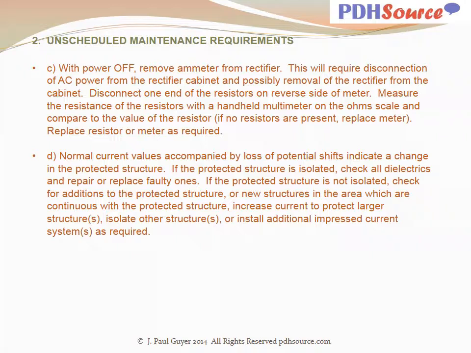Normal current values accompanied by loss of potential shifts indicate a change in the protected structure. If the protected structure is isolated, check all dielectrics and repair or replace faulty ones. If the protected structure is not isolated, check for additions to the protected structure or new structures in the area which are continuous with the protected structure, increase current to protect larger structures, isolate other structures, or install additional impressed current systems as required.